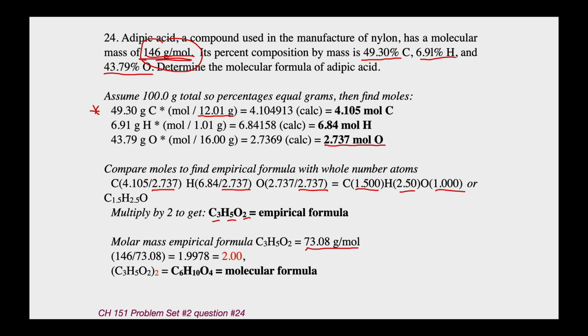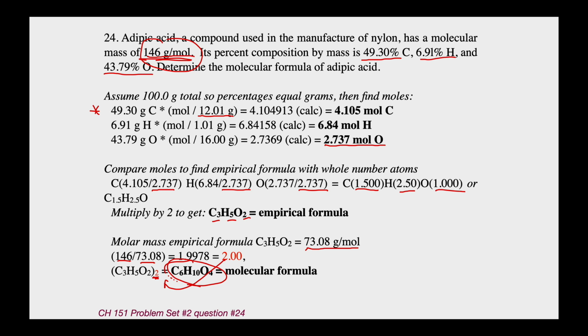So we're going to take that 146 and divide it by the empirical formula's molar mass. We should always get a whole number, and we do. It's a ratio of 2. So that means we have to multiply our empirical formula by that ratio, by 2. C6H10O4 is our final answer. That is the molecular formula for this compound.